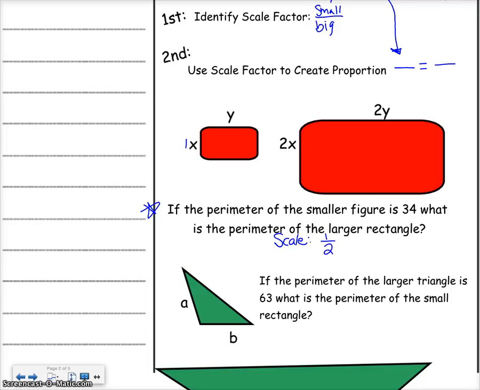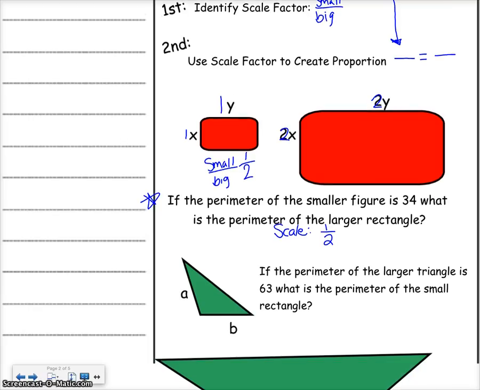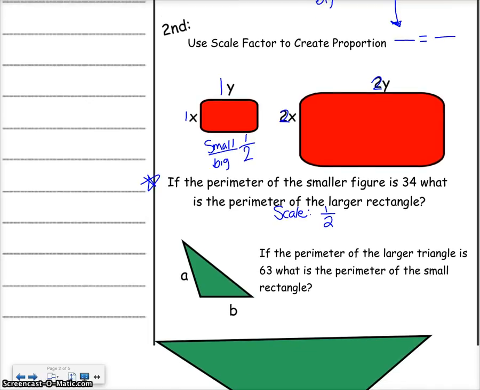Again, I have 1x and then I have 2x. I have 1y and then I have 2y. So my scale factor, again, utilizing small is to the big, 1 small is to 2 big ones. So it's double the size. The big one is double the small one. Now I can create a proportion.